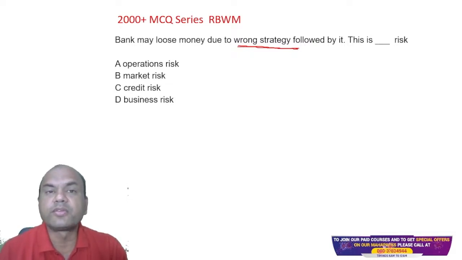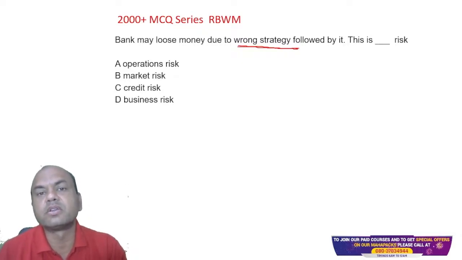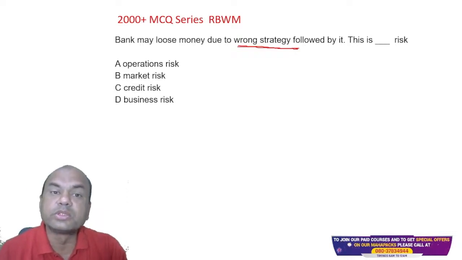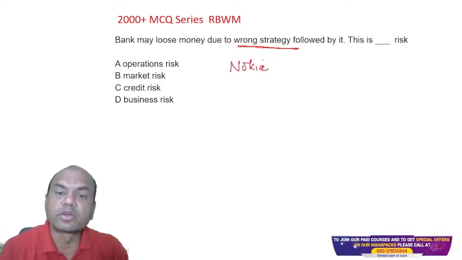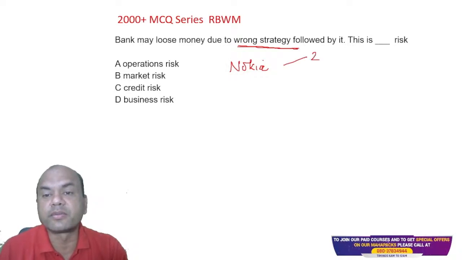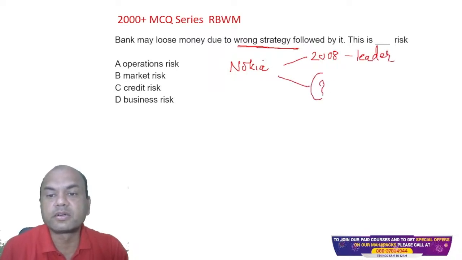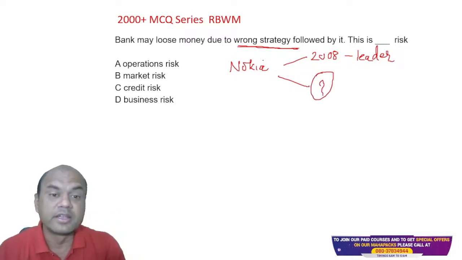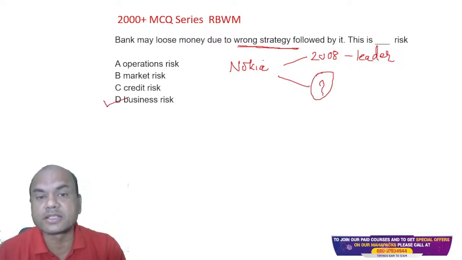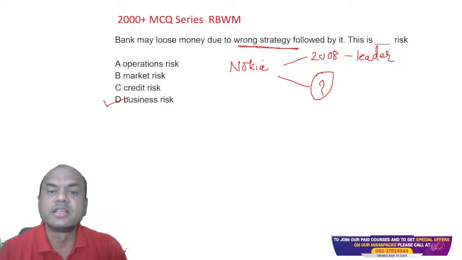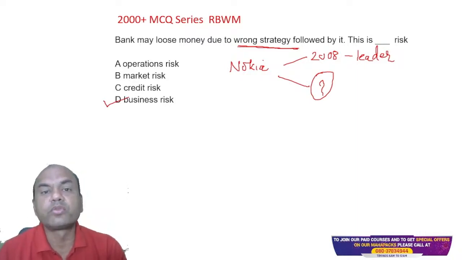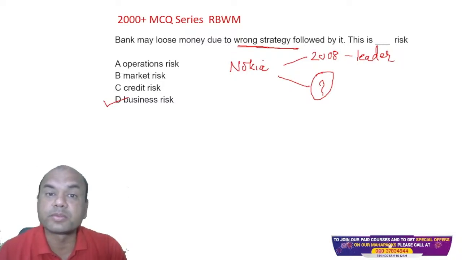In banking, do you know if there is any bank now which does not have net banking? The bank which does not have net banking will lose out in the business. Have you seen Nokia phones now? Nokia was once a world leader, in 2008, a world leader. Today, where is Nokia today? Where is it? Nokia is gone. This is known as business risk, also known as strategic risk. Similarly, in banking also, if you don't follow the changing technology, you'll be out of the business.